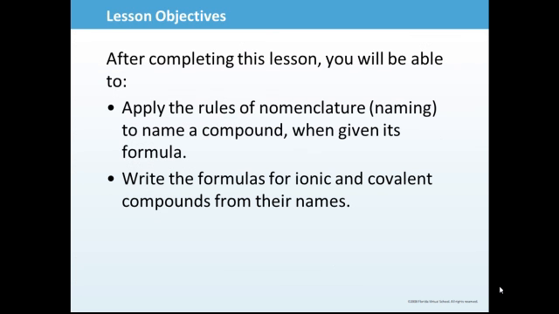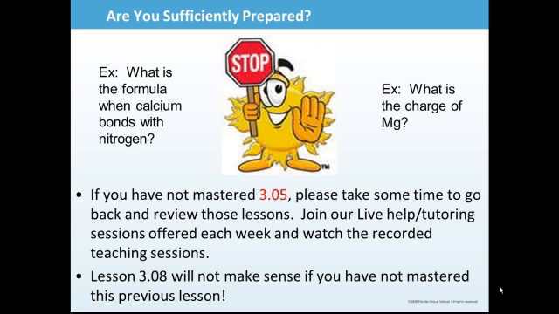The lesson objectives. After completing this lesson, you will be able to apply the rules of nomenclature, which is a big fancy word for naming, to name a compound when given its formula. Also, we will write formulas for ionic and covalent compounds from their names. Please make sure that you have 100% completely mastered 3.05. If you have not, 3.08 will be that much more difficult.